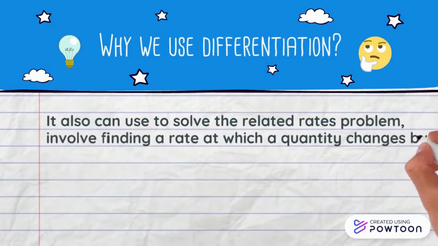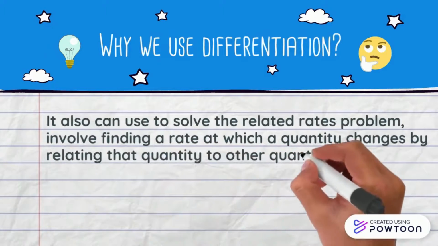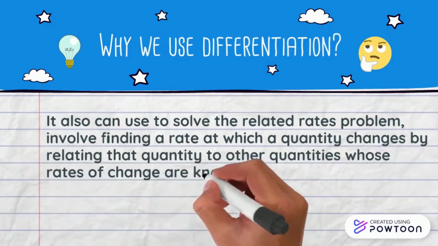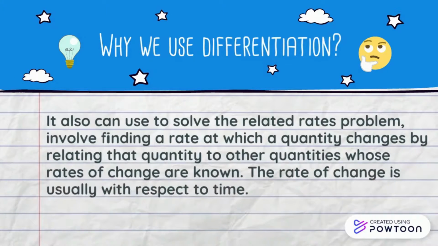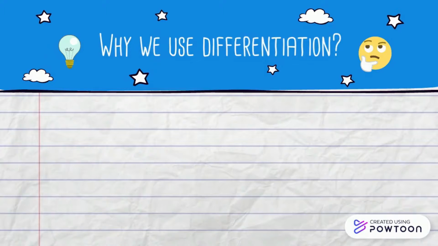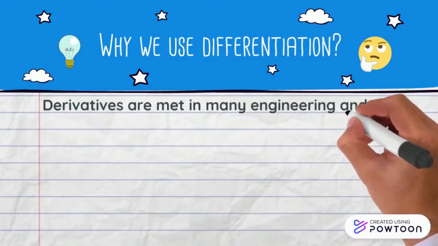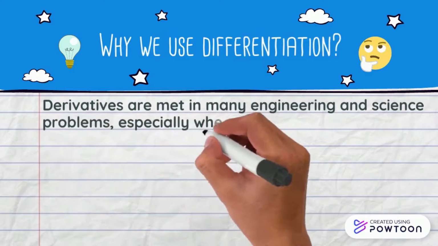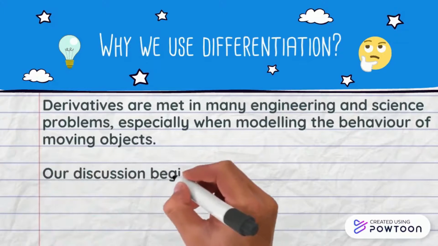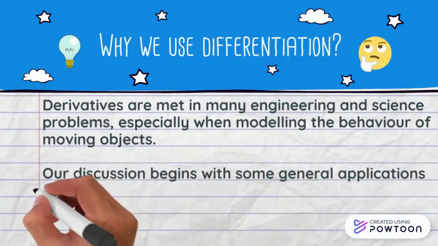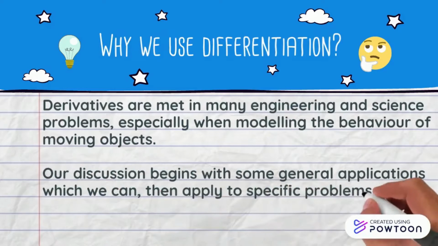Related rates involve finding a rate at which a quantity changes by relating that quantity to other quantities whose rates of change are known. The rate of change is usually with respect to time. Derivatives are used in many engineering and science problems, especially when modeling the behavior of moving objects. Our discussion begins with some general applications which we can then apply to specific problems.